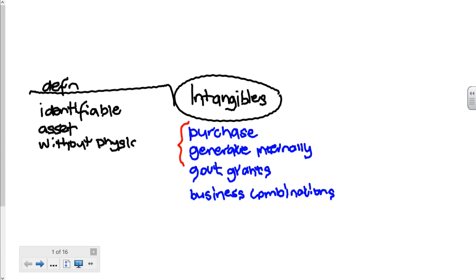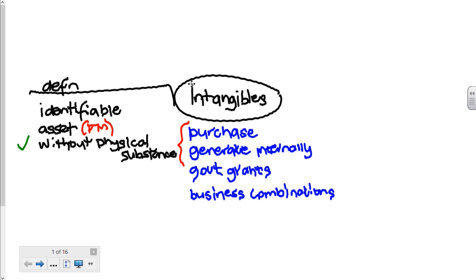The two pieces of this that are fairly obvious are the asset and without physical substance. Asset comes from the framework, and in order for us to recognize an intangible, we first need to meet framework requirements. An asset is a resource which is controlled by the entity from which we expect future economic benefits to flow. And without physical substance is the one that we accept with intangibles. It's something we can't touch, isn't it? Intangible, we can't touch it.